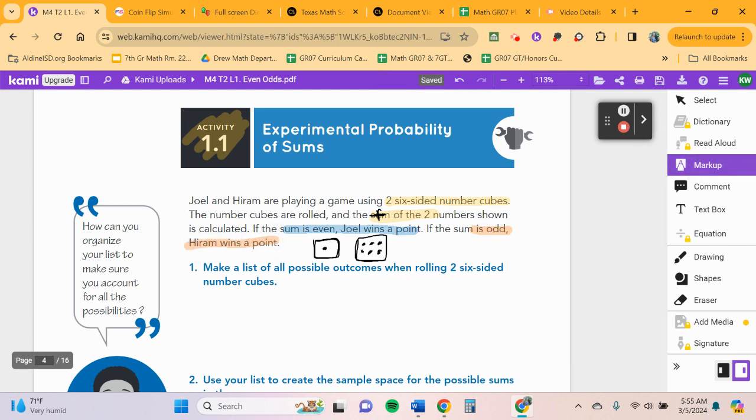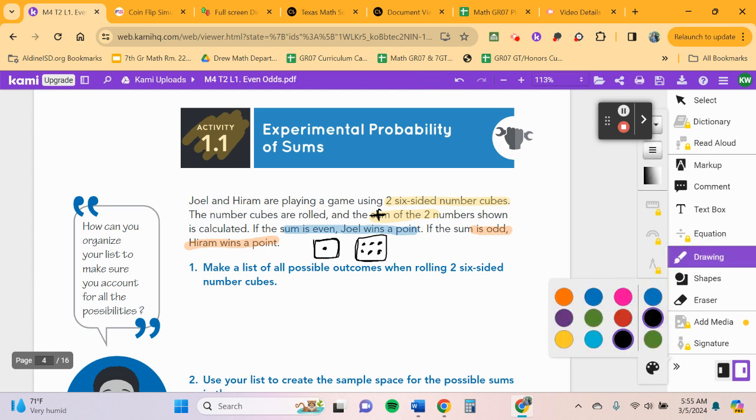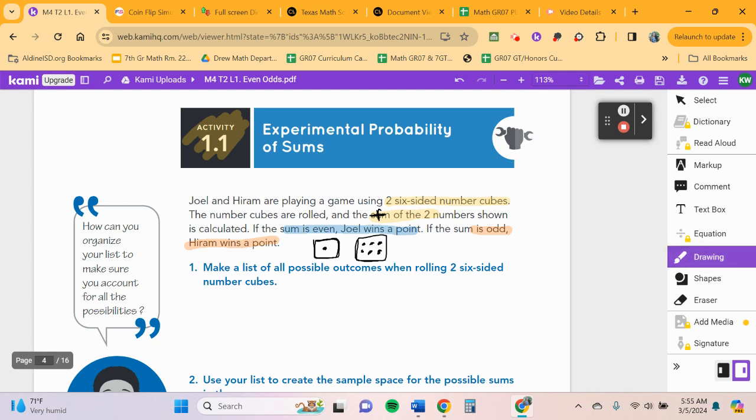All right. It says make a list of all possible outcomes when rolling two six-sided number cubes. Now, this list is going to be long. I'm going to tell you that now. But let's simplify this so that you don't have to draw a long list, because we are going to list all of these. But it says make a possible list of them when we roll two six-sided cubes.